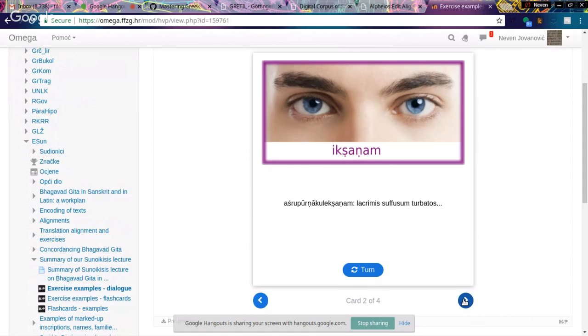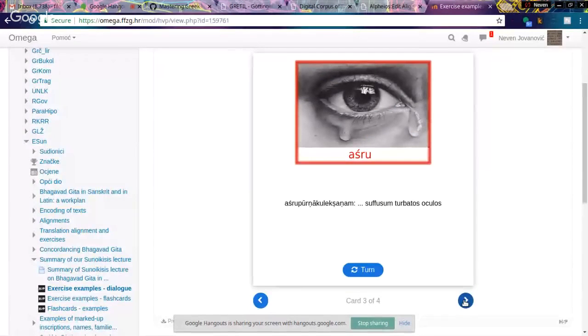And here you have to remember what the ikshanam means in Sanskrit. But not only what it means in Sanskrit, but what it means in Latin. Because in this sentence, sorry for interrupting, one word is missing, so oculos. The oculos is missing, and we can check. And this is correct. And so we simply go on.